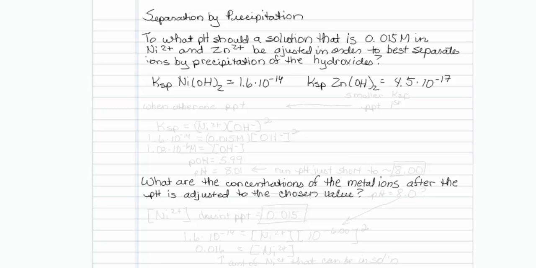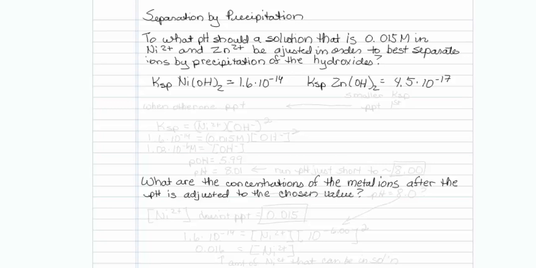This is how to separate different ions by precipitation. To what pH should a solution that is 0.015 molar in nickel 2+ and zinc 2+ be adjusted in order to best separate ions by precipitation of the hydroxides? And we're given the KSPs.